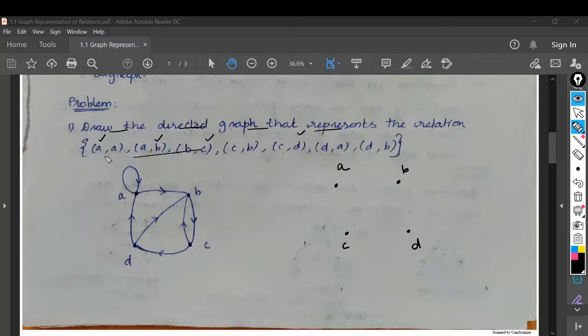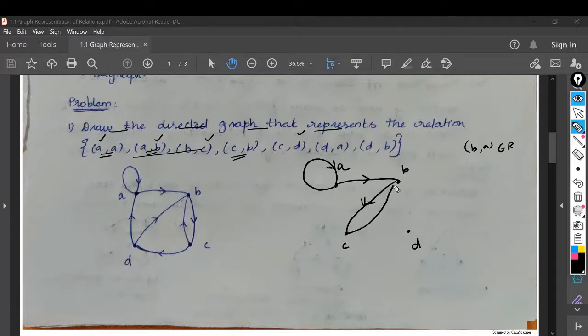So here see, there is an element A comma A, which means that A is related to itself, so I'm drawing an arc. Okay, there is an edge from A to A itself. Next, A comma B belongs to R. So A to B I have to draw. Since it goes from A to B, the direction should be this way. Only if B comma A is an element of R, I have to draw an arc from B to A, and the direction should be in this way. Next, see, B comma C is an element. B to C, I have drawn an arc. See here, C comma B is also an element.